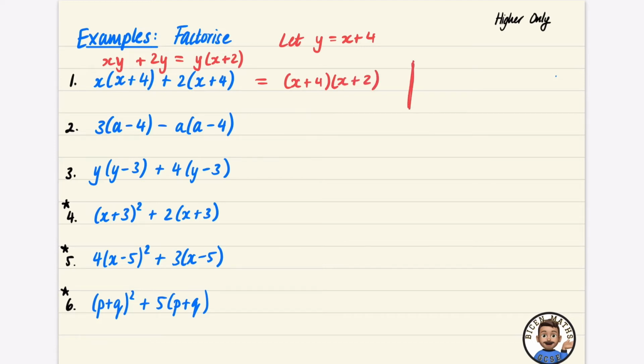The way I would think about that without having to use the y notation is I go, they've both got an x plus 4. The first one needs to multiply by an x. The second one needs to multiply by a positive 2. And you get the same answer.